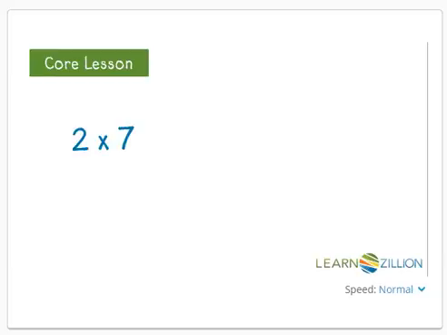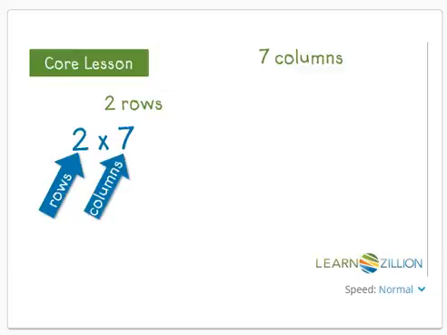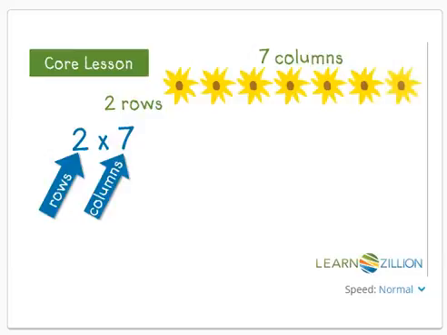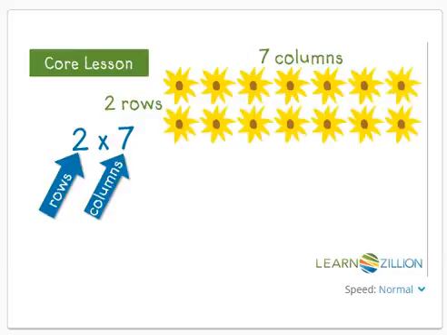What would the array look like for the expression 2 times 7? The first number in a multiplication expression shows the rows. There are 2 rows. The second number shows the columns, so there are 7 columns. 2 rows and 7 columns. Here's 1 row of 7 flowers and a second row of 7 flowers.